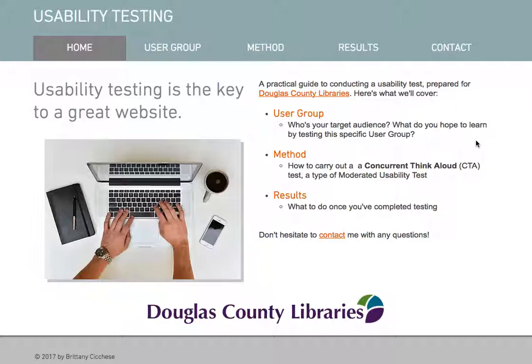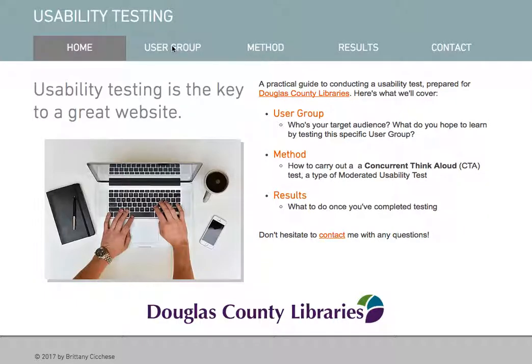So first, I'll briefly mention our user group, or target audience, and then I'll go into detail on how to carry out a concurrent think aloud test, which sounds kind of intimidating, but it's really quite simple to do. It's basically just a type of moderated test in which participants are encouraged to talk out loud about why they're performing specific actions. And then last, I'll go over what to do with the results.